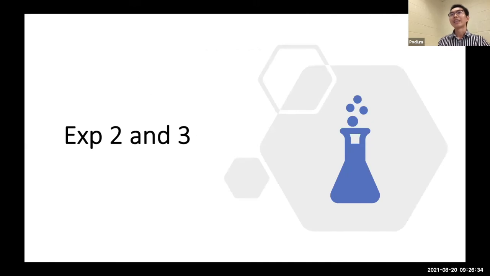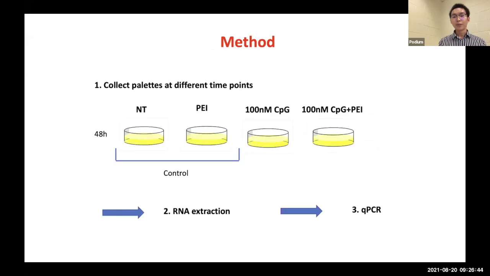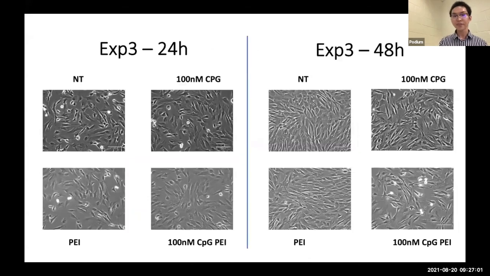In our next couple of experiments, our main goal was to verify the data that we got from the previous experiment. This time we didn't treat the HESC cells with 400 nanomolar CpG-PEI because we know that it is toxic for the cells. We did the same thing: RNA extraction and qPCR. As you can see in these pictures, the cells are doing fine because this time we didn't treat them with 400 nanomolar CpG.